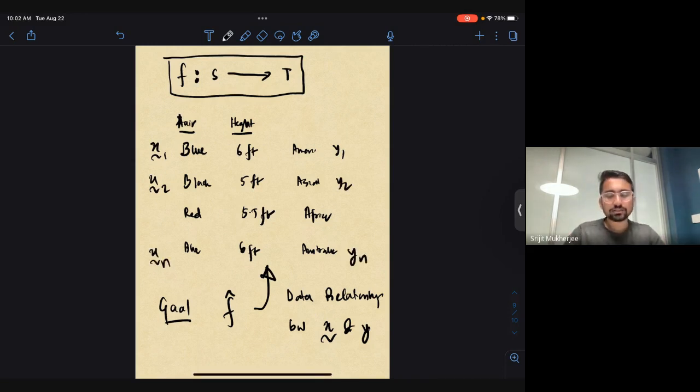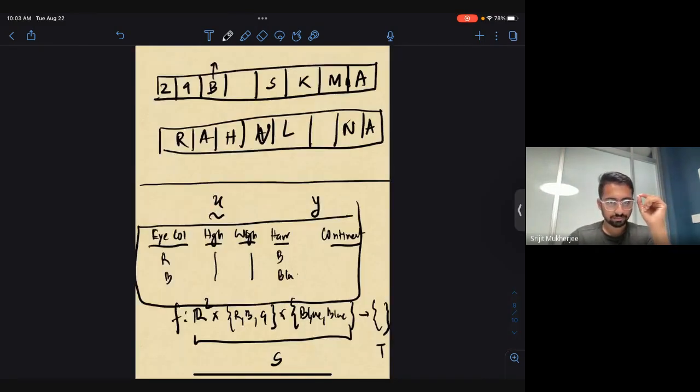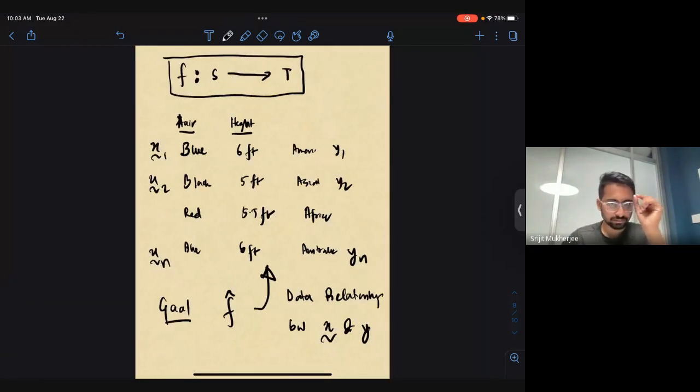Did you get it, guys? Yes or no? Important. Any doubts out there? The goal is to define that function. What is the closest possible function? Now, how to define it is a different thing. I'm going to talk about that.